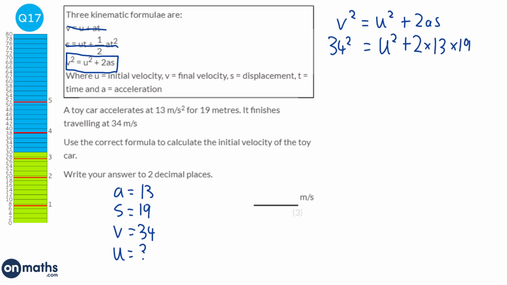Okay, so let's just work these parts out. We've got 2 times 13 times 19, which is 494. And it turns into a solving part, so we're just going to solve this. The first thing I'm going to do is subtract 494 from both sides.